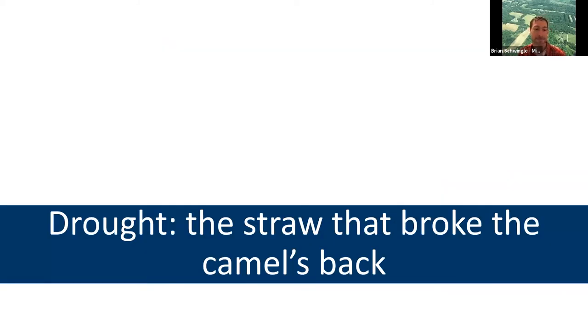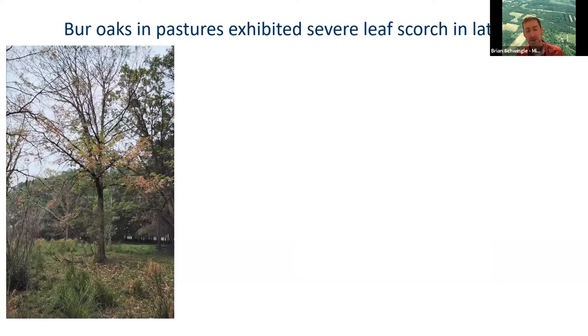Okay. So that was worrisome. It was shocking, but it's not the most worrisome. Now I'm going to talk about the worrisome things. So the drought was the straw that broke the camel's back in many instances. This first example in central Minnesota was shocking.